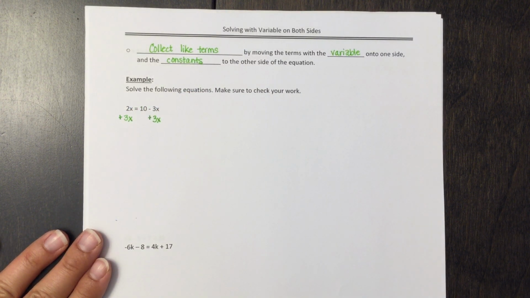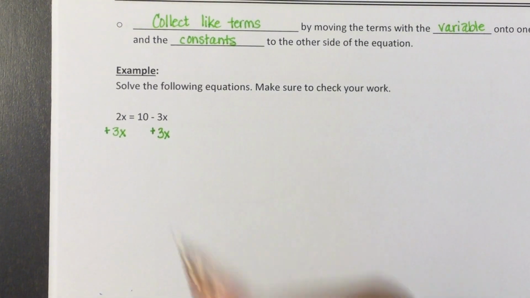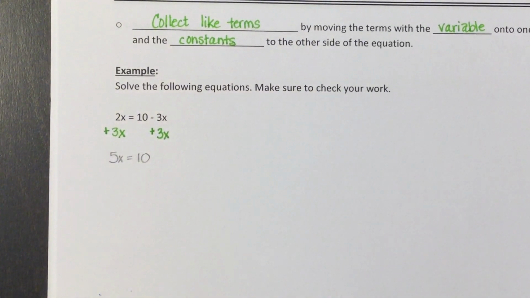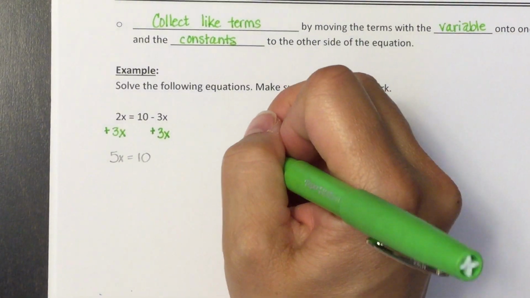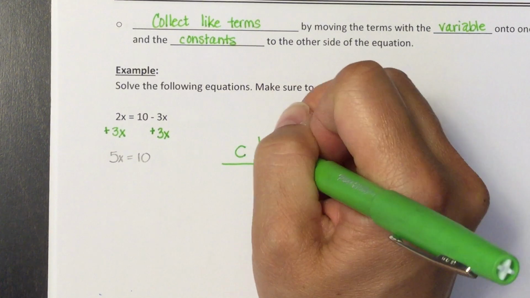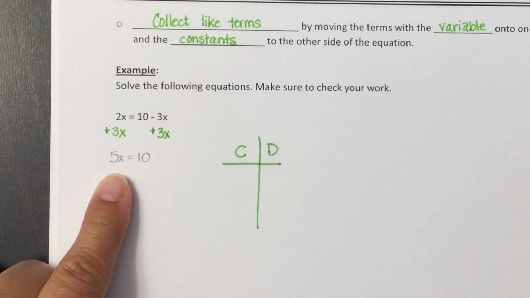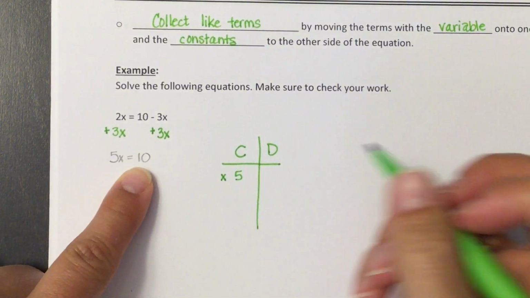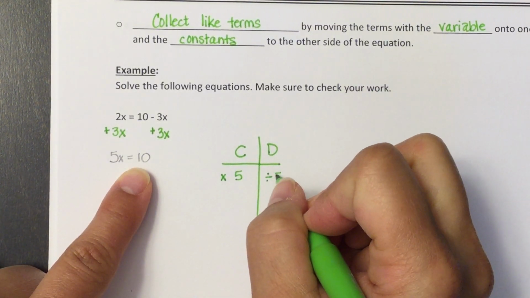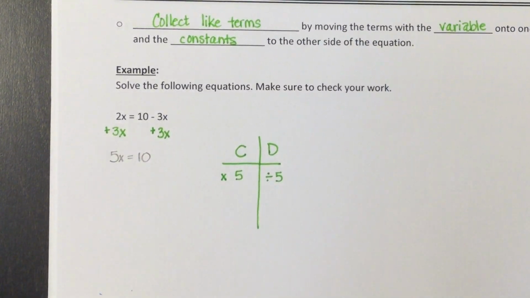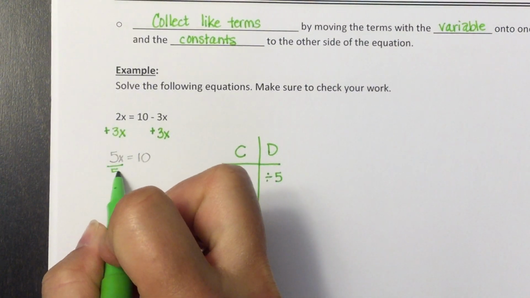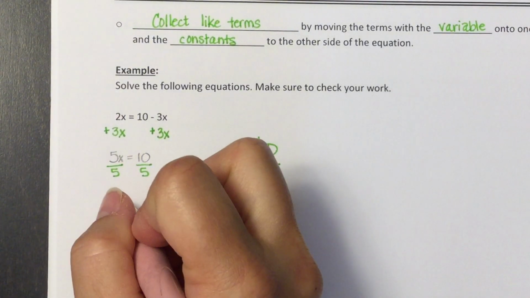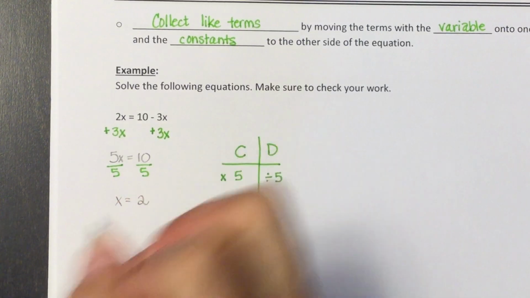Let me zoom in here a little bit. So when I do that, I'm now going to have 5x equals 10. Now when I look at that, I ask, how was this equation constructed? Well, x is being multiplied by 5. So when I deconstruct it, I want to divide by 5. So I'm going to divide by 5 on both sides, and when I do that, I get x equals 2.